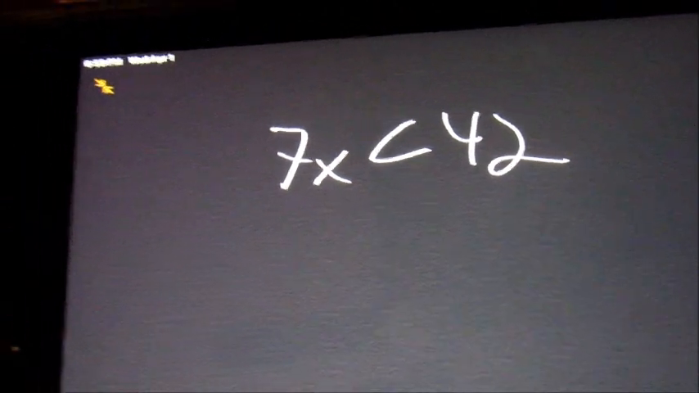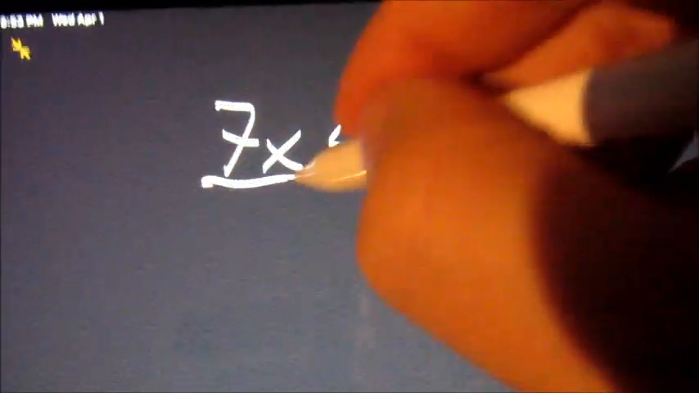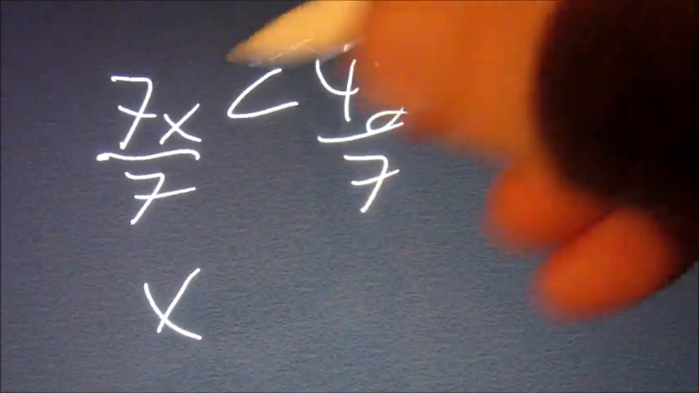Now, those are just the basics. Now let's do one where we actually have to solve for x. So say we have 7x is less than 42. What we need to know is every value of x that will make this statement true. So we're going to solve it just like we did before. 7 divided by 7 is 1, so we're just left with x. We have 42 divided by 7, which is 6. And we divide by a positive, so x is less than 6.